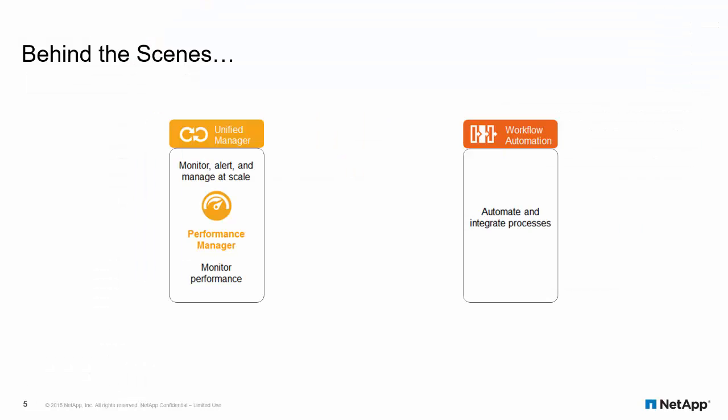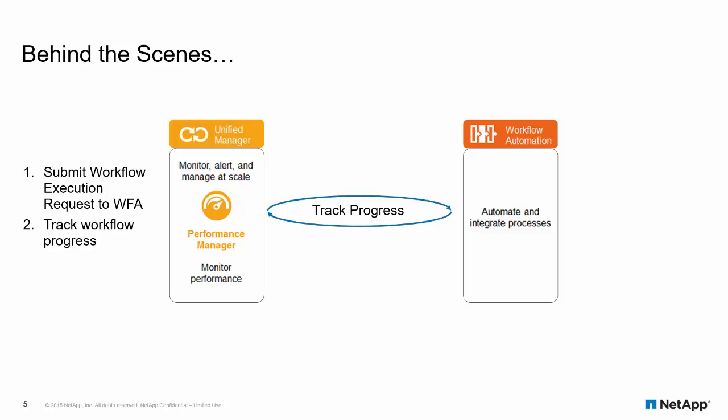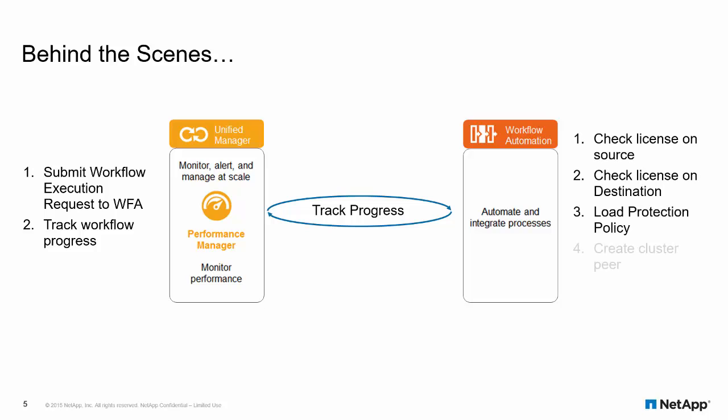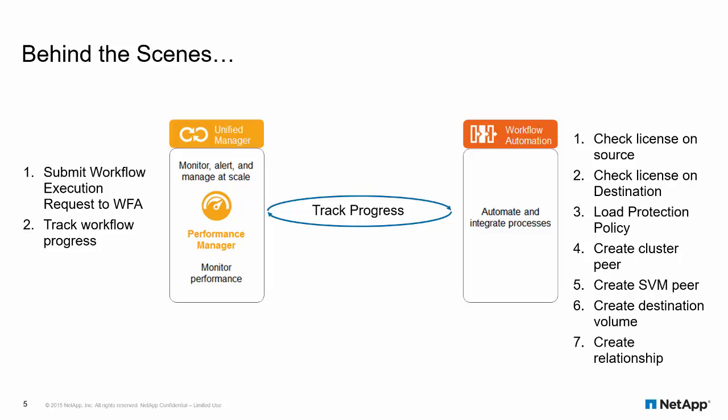So now that I've kicked this job off, here's what's going on behind the scenes. First, we submit the execution request to WFA, and immediately after that, we start to track the workflow progress. These 2 things start at about the same time. Then WFA takes over. It first checks licenses, loads the protection policy, creates peering if needed, creates the destination volume, and then it creates the SnapMirror or SnapVault relationship. Then Unified Manager rediscovers the destination cluster. It needs to find the new destination volume and make sure that SnapMirror has been applied and that everything is working the way we planned.